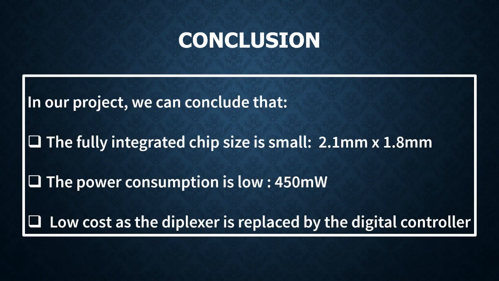In this project, we can conclude that the fully integrated chip size is small. The overall chip size of the design is only 2.1 mm times 1.8 mm. Besides, the power consumption of the proposed transceiver system is low. The power consumption of the design is only 450 mW. Furthermore, it is a low-cost design, since the duplexer is replaced by the digital controller.